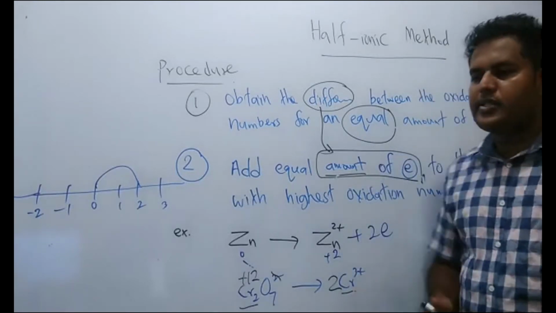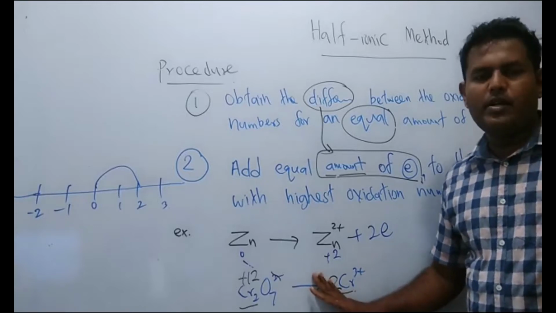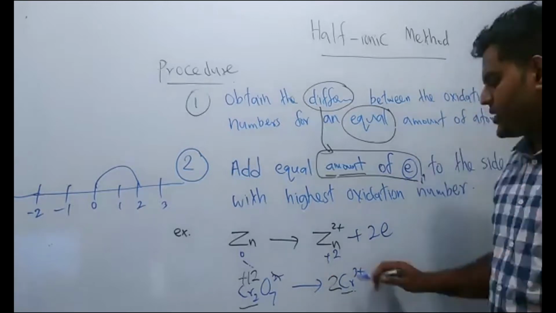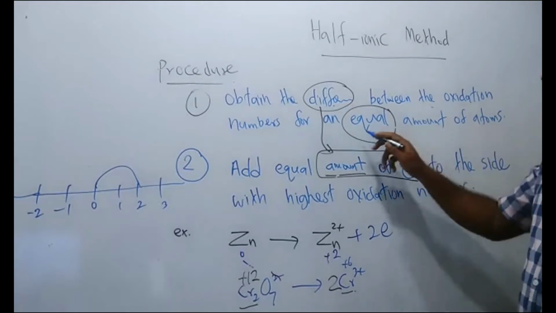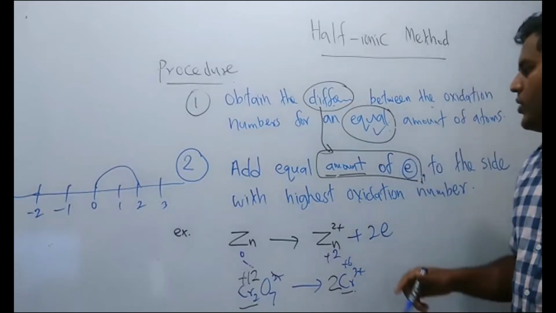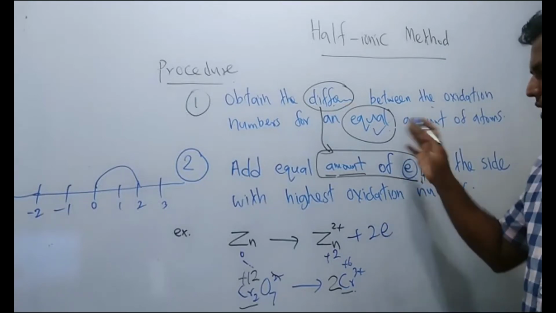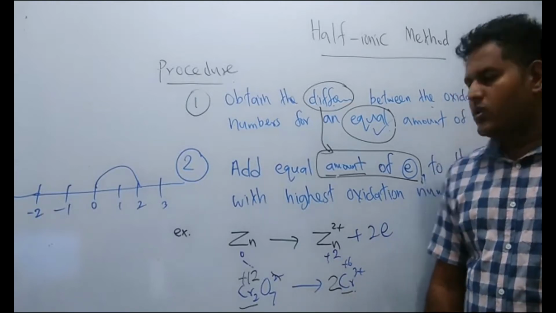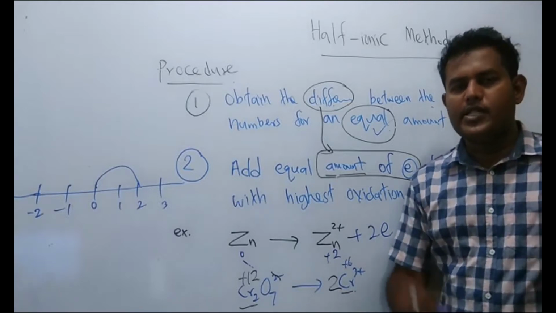What about this? 1 chromium, Cr3 plus, is plus 3. The 1 chromium is plus 3. Then you have 2 chromiums plus 6. Difference between the oxidation numbers for an equal amount. With an equal amount, you get 2 chromiums. And then when you get the oxidation number, you have to get the oxidation difference for 2 chromiums, not for 1 chromium. Okay, what is the oxidation difference now? Plus 12 to plus 6 is a reduction. What is the gap? 6 and 12, gap is 6.